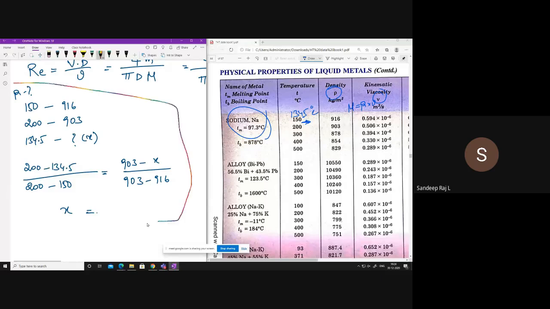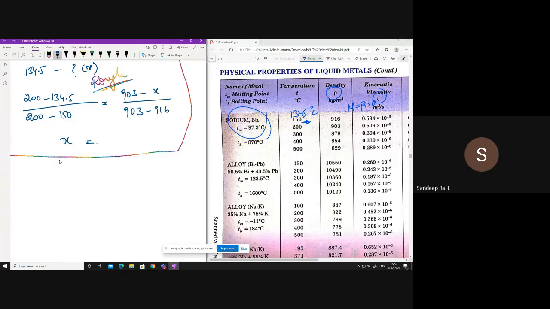This is again, I remind you, a rough work. Tell me what is the x value. Can you calculate it? Please calculate and let me know what is the rho value. Similarly, you should also get the nu value.